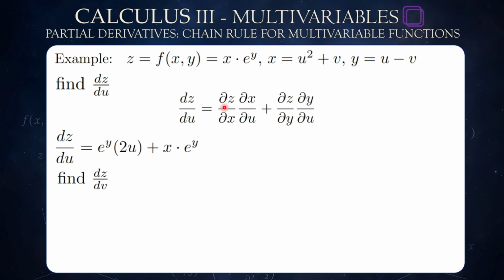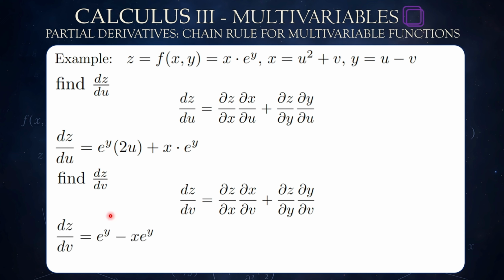It is the same concept. dz over dv is equal to partial z divided by partial x, or the derivative of z in respect of x, times the derivative of x in respect of v, plus dz over dy, dy over dv. So dz over dv is equal to, at first in respect of x, e^y, times the derivative of x in respect of v, which is 1, minus, because it is the derivative of z in respect of y, which is e^y x, times the derivative of y in respect of v, which is minus 1. That's why you have minus x e^y as a component here within this derivative.